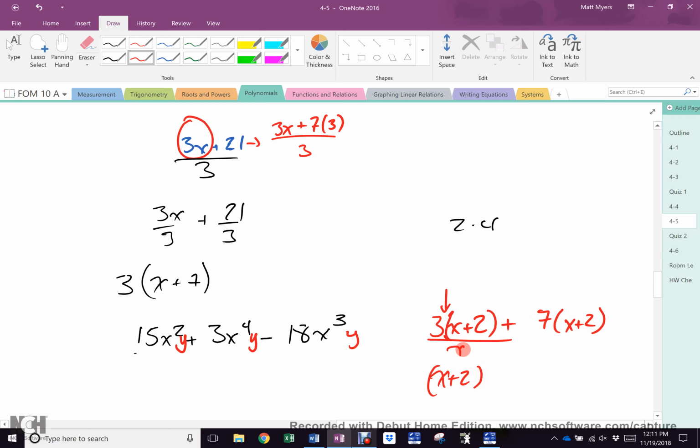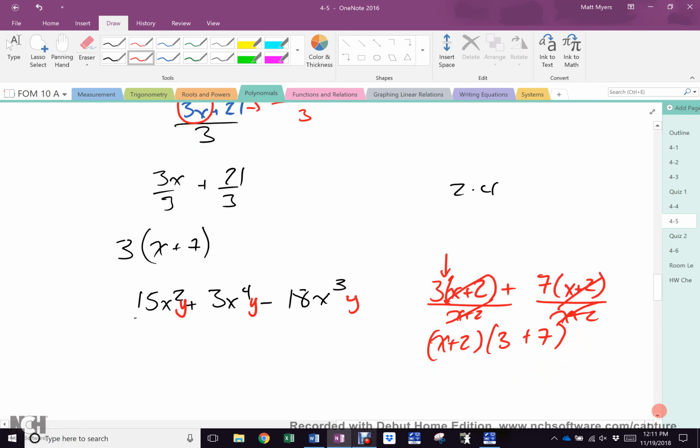If I divide this by x plus 2, what happens to x plus 2 and x plus 2? They cancel, leaving me with what? 3. If I divide this by x plus 2 and x plus 2, what happens? They cancel, leaving me with what? Plus 7. 3 plus 7. Hey, I know what that is. I wouldn't go to the bank and say, withdraw 3 plus $7, would I? What would I say? I would withdraw $10. X plus 2 times 10.